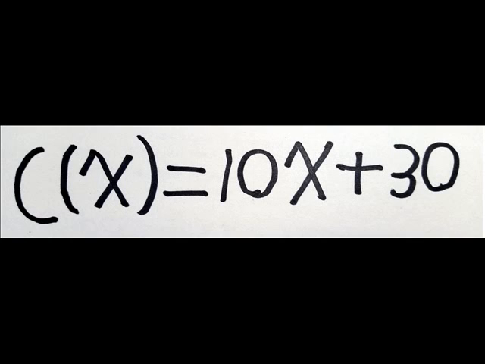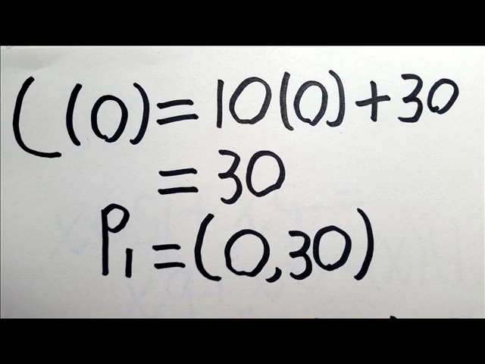First, let's start with our C of x graph, which is linear. So, starting, we're going to sub in 0 as x for the C of x graph. This gives you C of 0 is equal to 10 times 0 plus 30. This is equal to 30. So now you know that you have one point at 0 and 30.